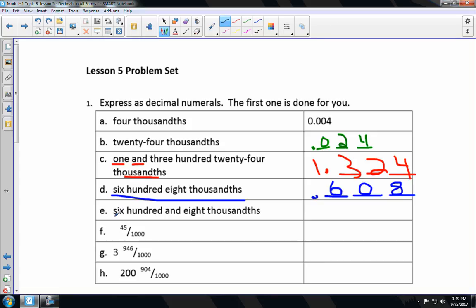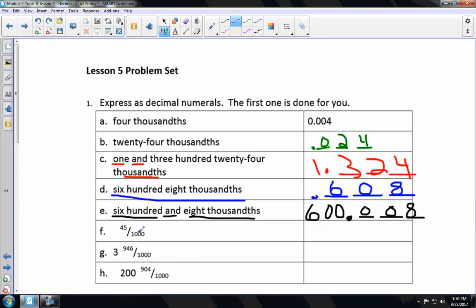Next, this one sounds the same, but there is a little difference. It's 600 and. So I write 600 and is my decimal, and then I look at it, it says 8 thousandths, so I have tenths, hundredths, thousandths. There's 8 thousandths, and I fill in my zeros, and that was a decimal.